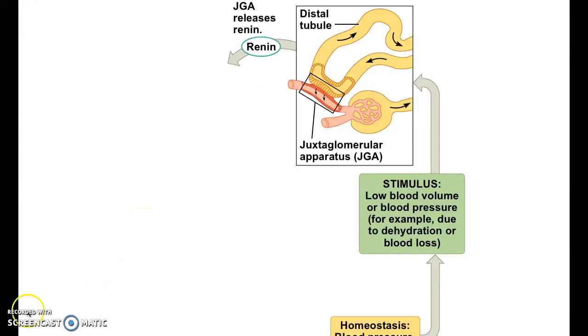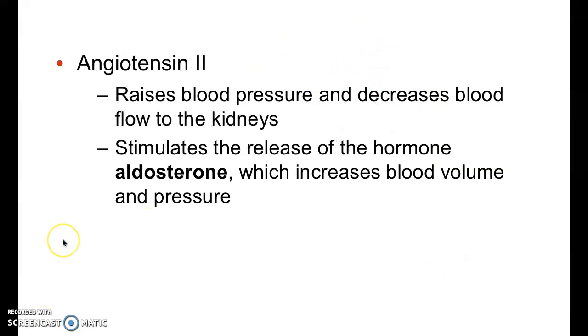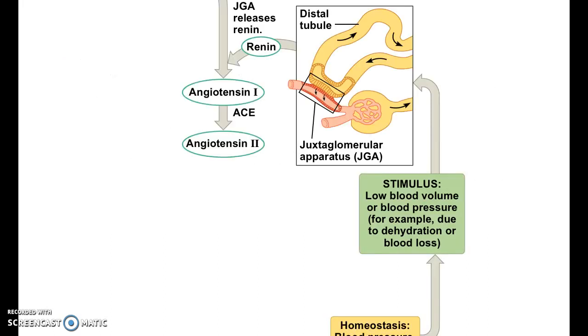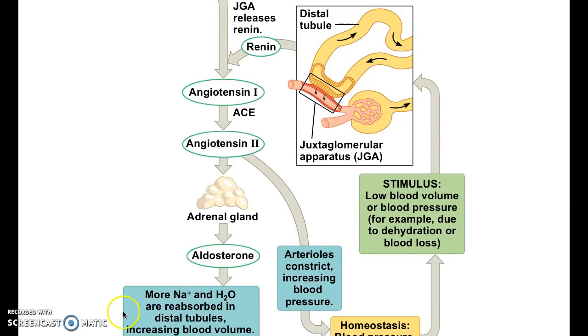Angiotensin 2 basically increases blood pressure, decreases blood flow into the kidney, and it stimulates the hormone aldosterone, which increases blood volume and pressure. I'm just reading out of it. The next slide is more detailed, and I'll explain that. Okay, so there you go. This is more detailed.